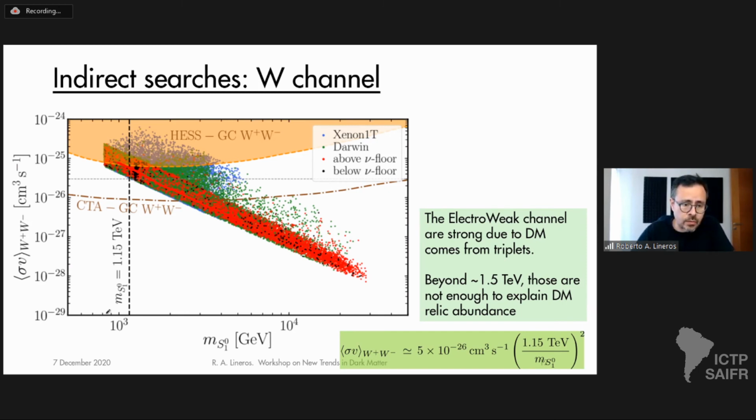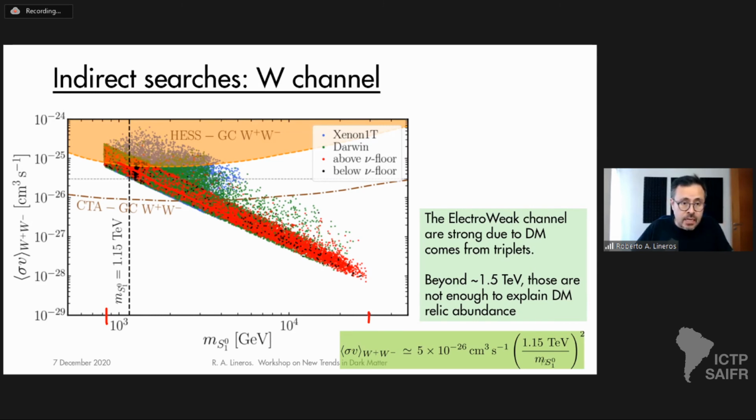As you can see here, we are in the range from 700 GeV up to 30 TeV, which is the value that is compatible with the relic abundance observables. And you can see from the different points that, for instance, the blue points are the ones that might be excluded by XENON1T. The green points are the ones that would be in the sensitivity of the DARWIN direct detection experiment. The red ones are between DARWIN and the neutrino floor, and the black ones are below the neutrino floor. So in some sense, those are hopeless to be observed.